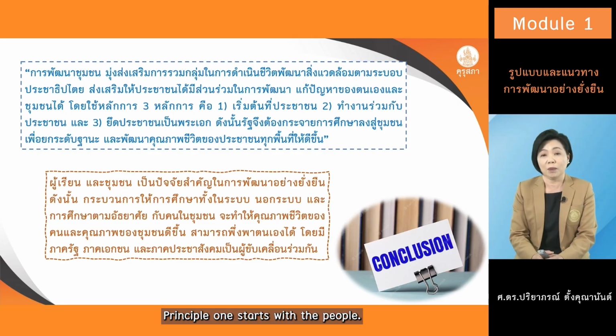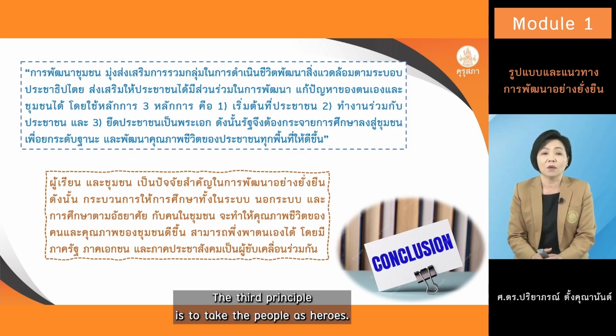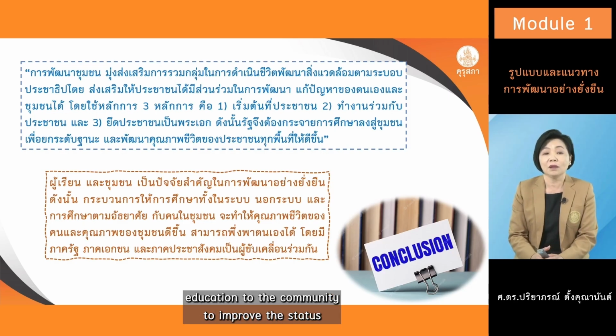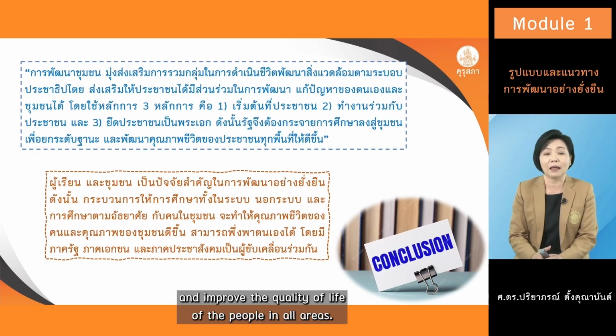Principle 1 starts with the people. The second principle is to work with people. The third principle is to take the people as heroes. So the state must distribute education to the community to improve the status and improve the quality of life of the people in all areas.